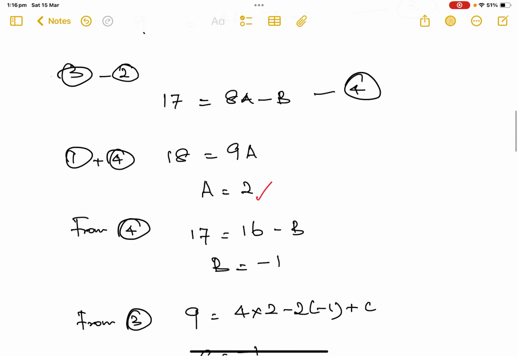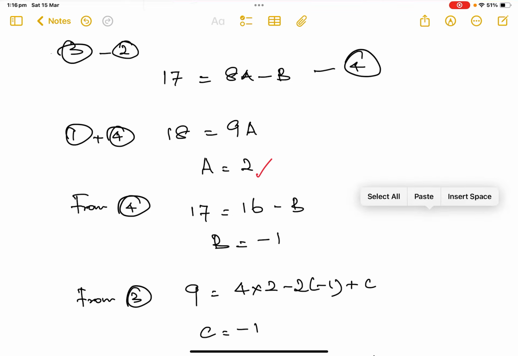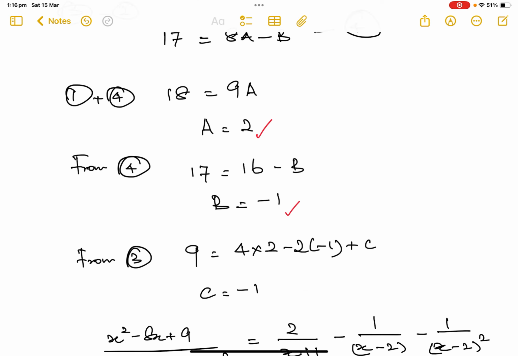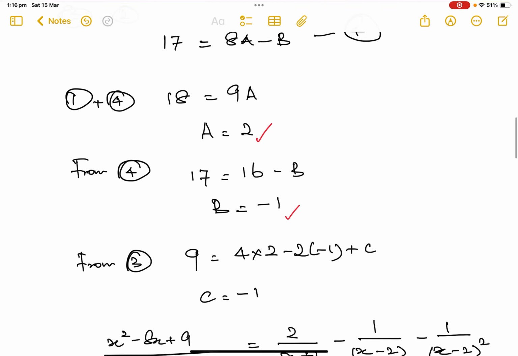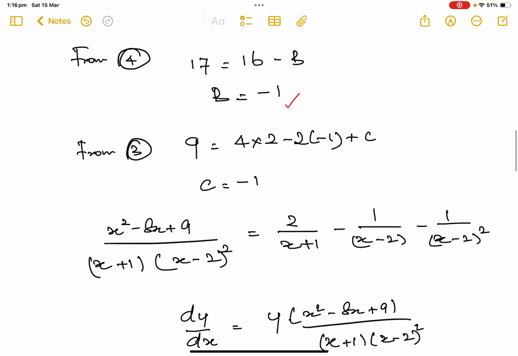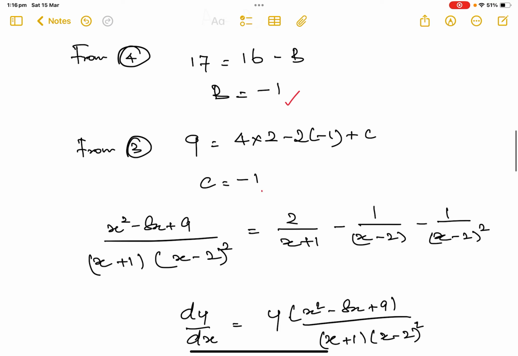a equals 2. So from equation 4, if you substitute that, 8 times 2 is 16 minus b. From that, b is minus 1. Substitute a and b into equation 3. Equation 3 on the left-hand side is 9. a is 2, so 4 times 2 minus 2 times minus 1 plus c. So 8 plus 2, 10. If we bring that 10 to this side, 9 minus 10 is minus 1. So c equals minus 1.